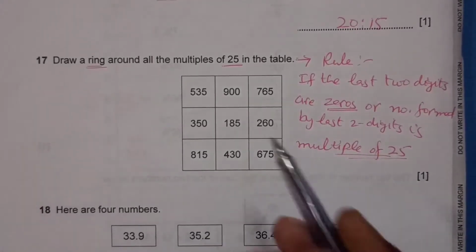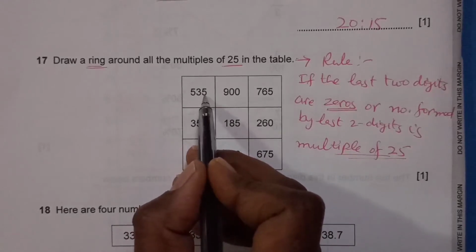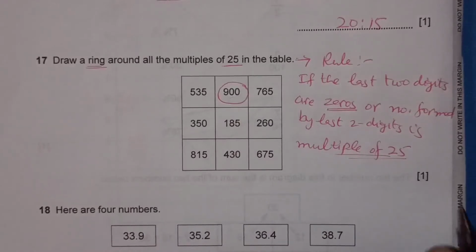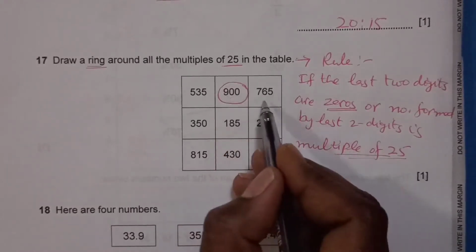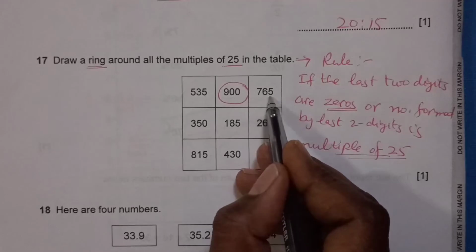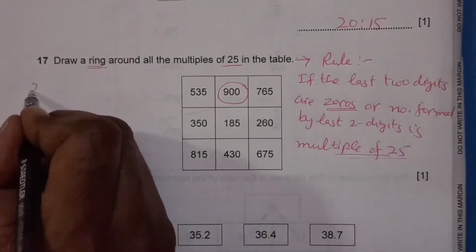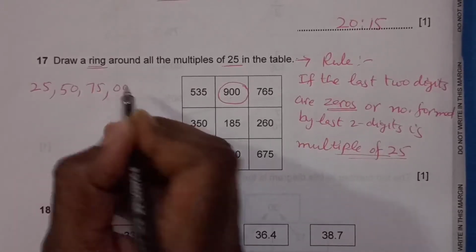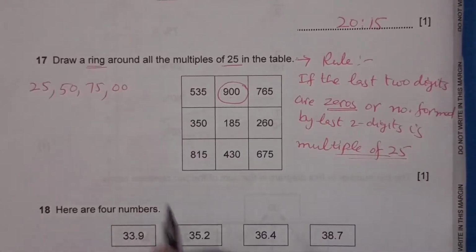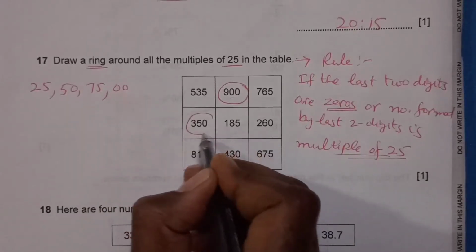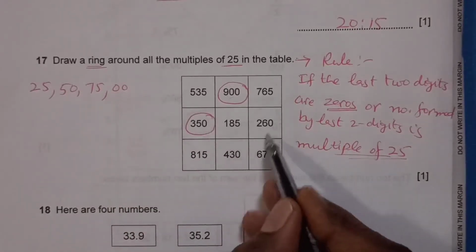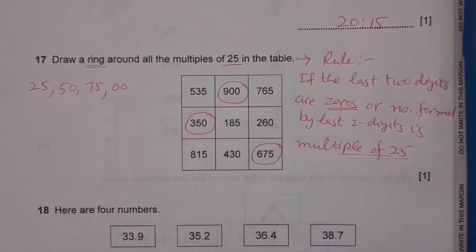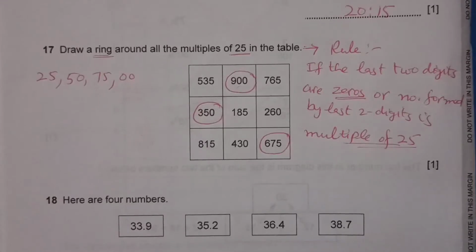So if you see here, these two are not multiples of 25. There are two zeros, so definitely this is a multiple, and 65 is also not a multiple of 25. So multiples of 25, basically it will be 25, 50, 75, 00. So you need to have these numbers at the end. So we have 350 here, and the other one you can see is 675. So these are the three numbers that are multiples of 25.